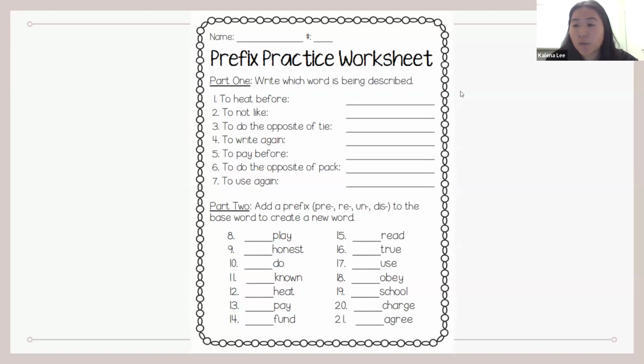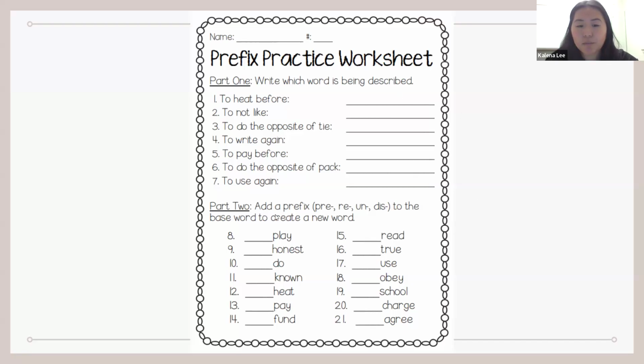So for this assignment, you're going to be working in groups. And before I let you work in groups, let me go over the extra instructions with you all. So for part one, you're going to write which word is being described. So let me go over question number one for you. Question number one. To heat before. What is that word going to be? See, we have the base word heat and we have context clues like before. So if it's before, that means that it's going to be preheat. So you're going to write the word preheat in this little line.